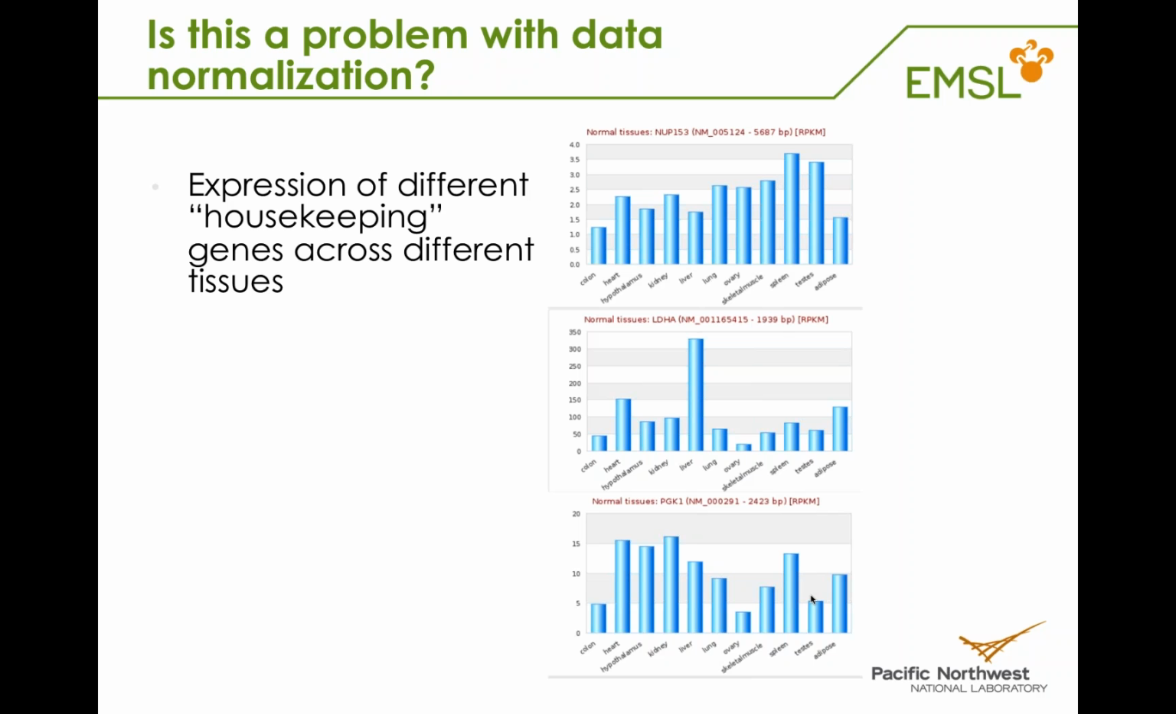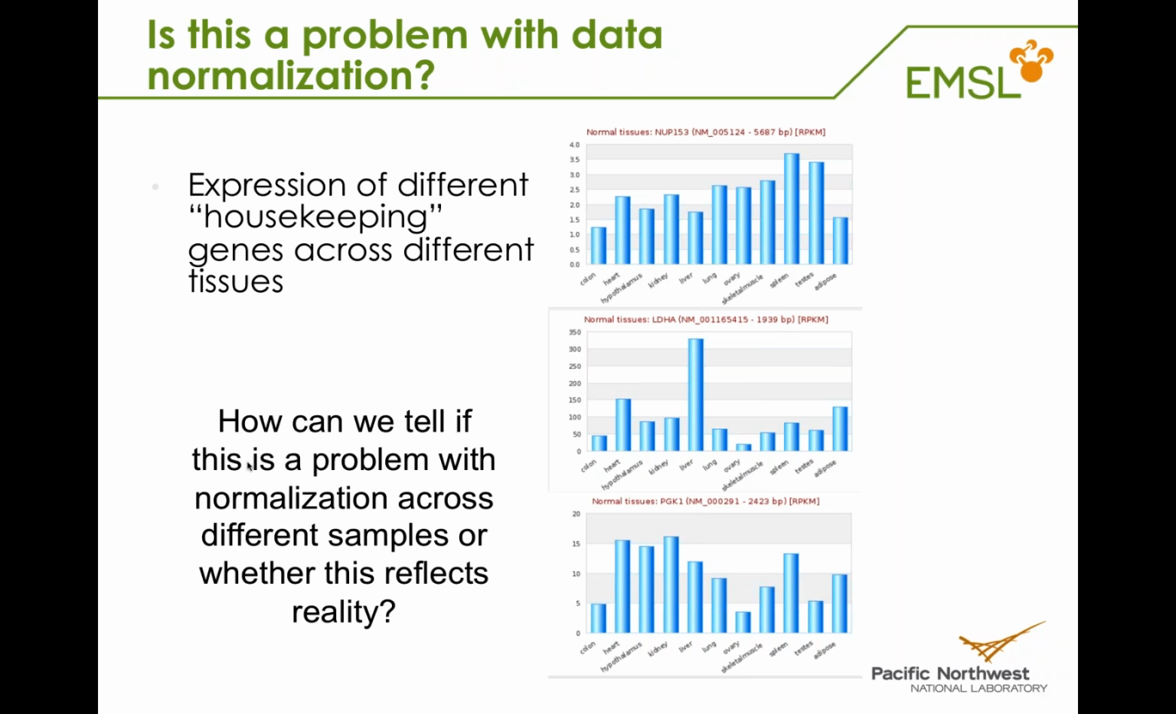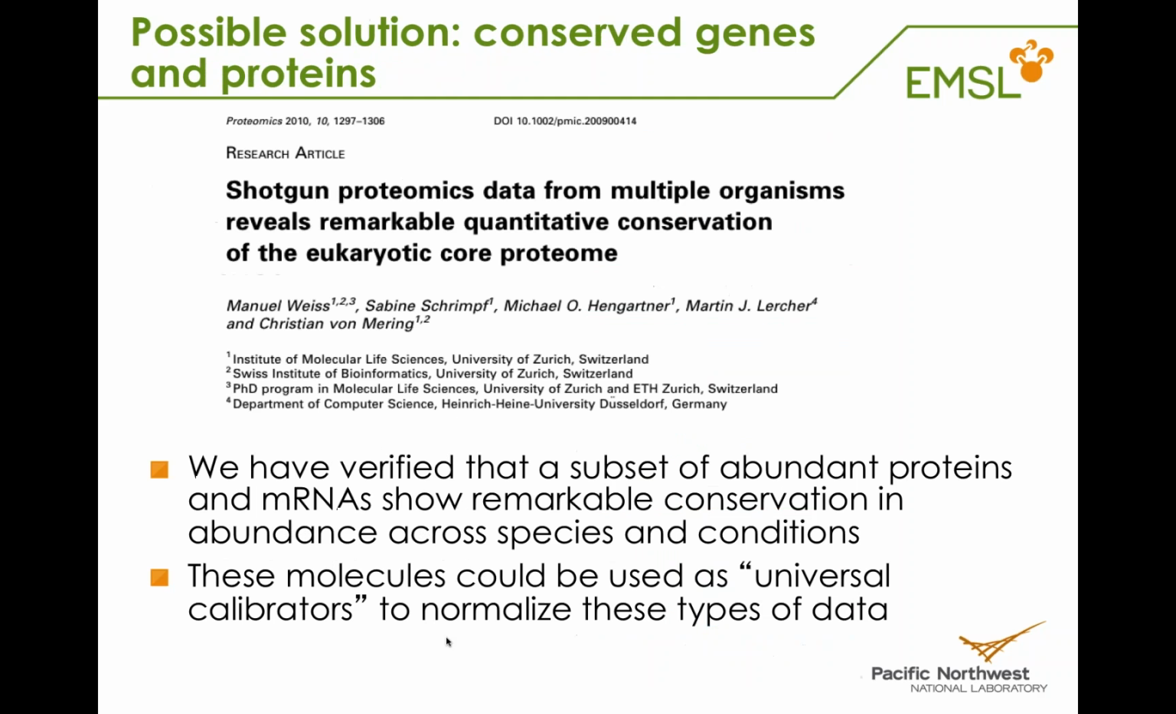And so I look at this data and said, I can't interpret this data. You can't tell, unless some standards come out that have been developed, whether this is a problem of normalization across different samples or whether this reflects reality. Well, there's a possible solution that has come up, in the sense that there's a conserved set of proteins and genes that really do not seem to be changing.